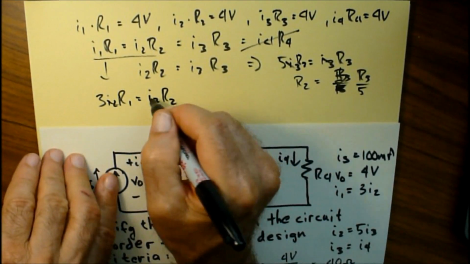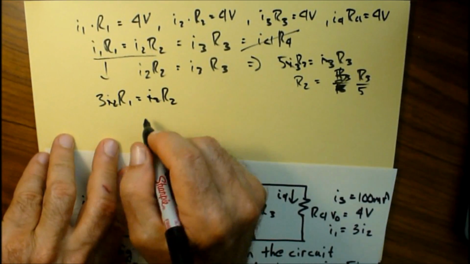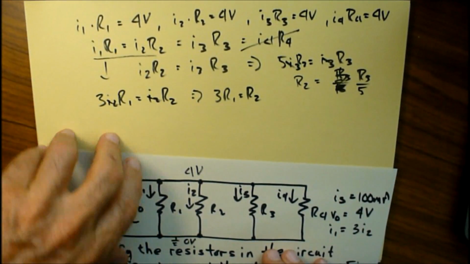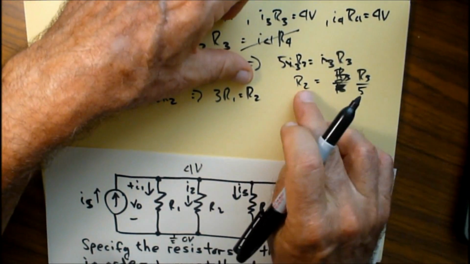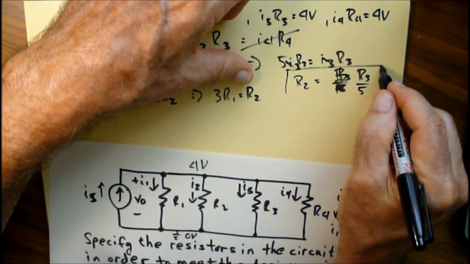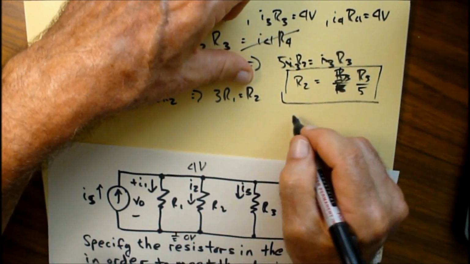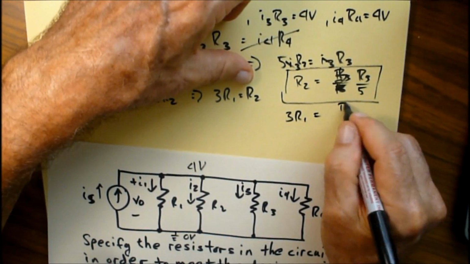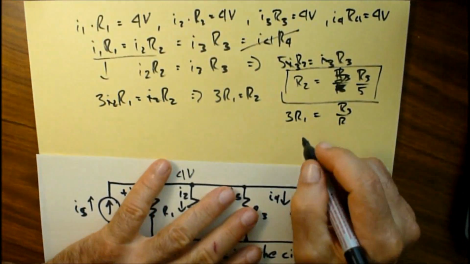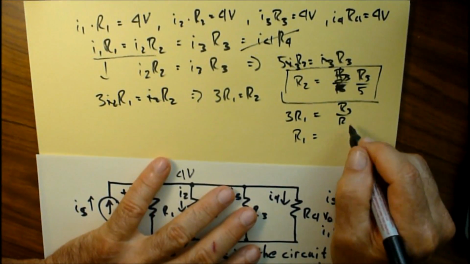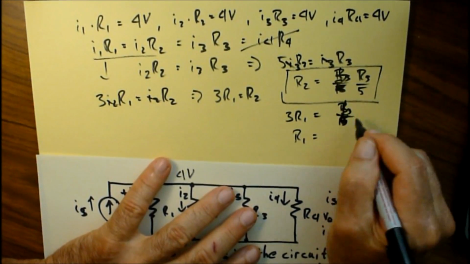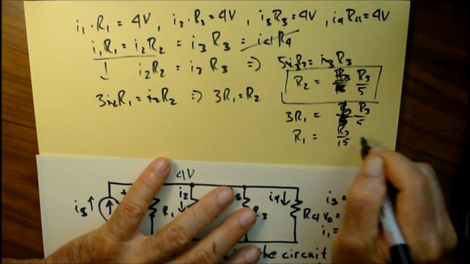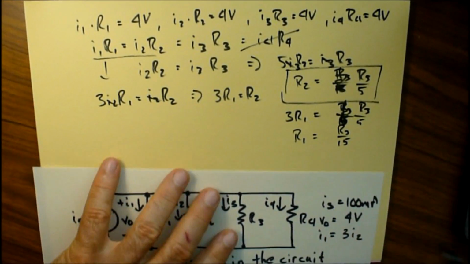And then the I2's cancel out, and we get a relationship here that says 3 times R1 equals R2. But we also have this relationship here. So we already have a relationship for R2. Let's drop 3R1 into here, which is equal to R3 over 5. And that gives us a relationship for R1 is equal to R3 over 5 divided by 3, and this becomes R3 over 15. Now we've got a relationship for R1.